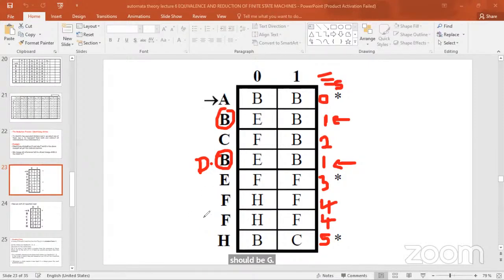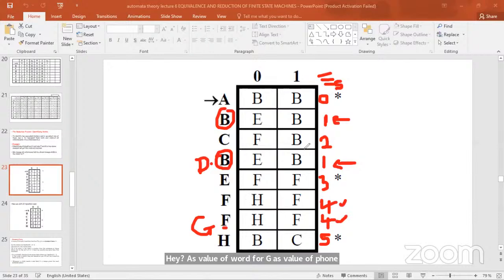It should be G, but it has been replaced with F because F has a value of 4. G has a value of 4, but we came across F first when we are coming down the columns, or when we are coming down the rows. We came across F first, so we replace everything that is pointing to G. We replace them with F.